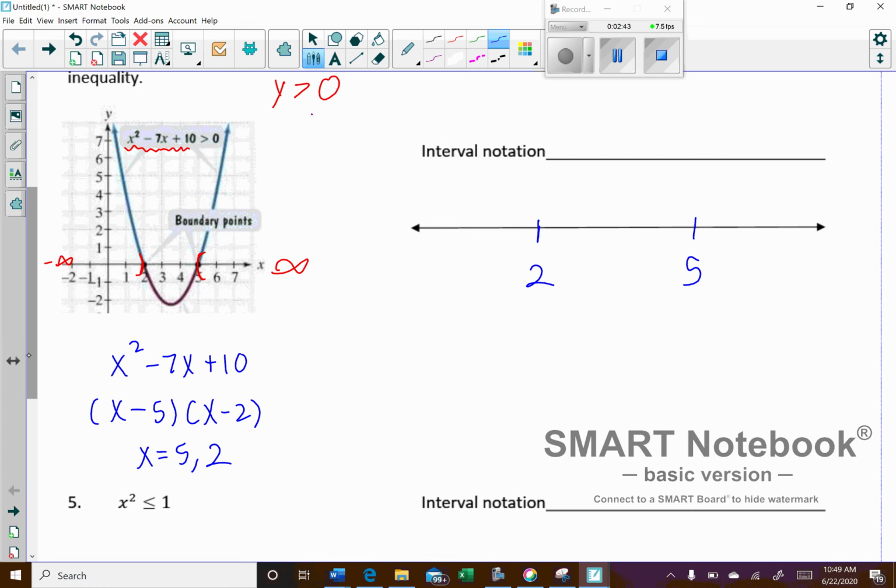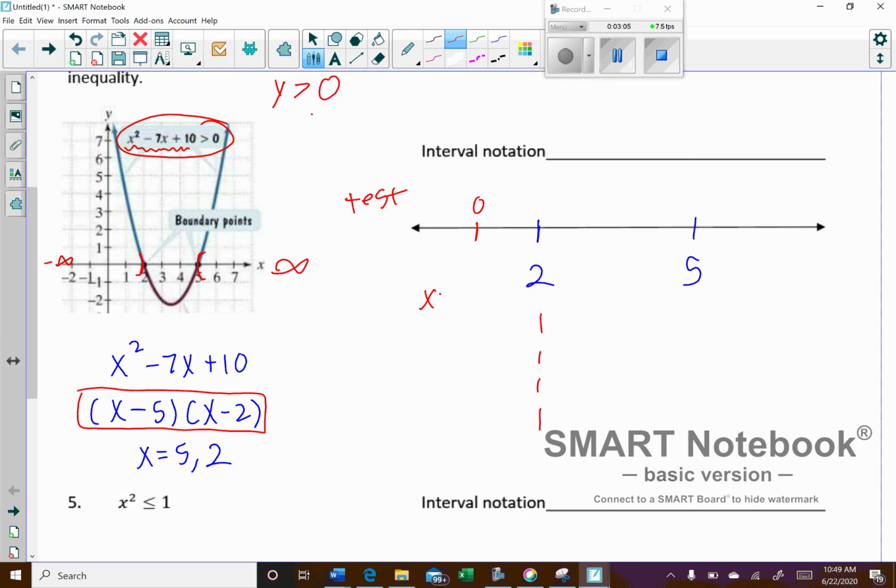Now what we want to do is test a point. An easy point to test would be 0. What you want to do is plug it back into the original equation, or you could plug it into this factored form. A lot of times the factored form will make things a little bit easier.